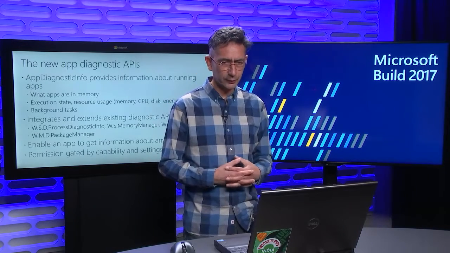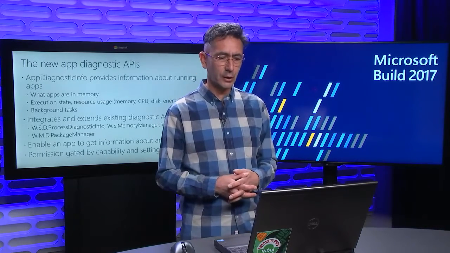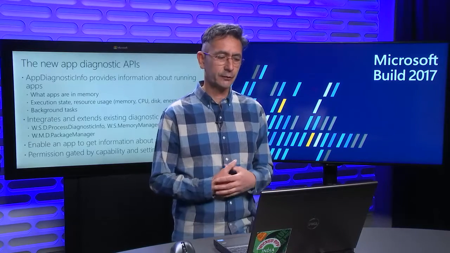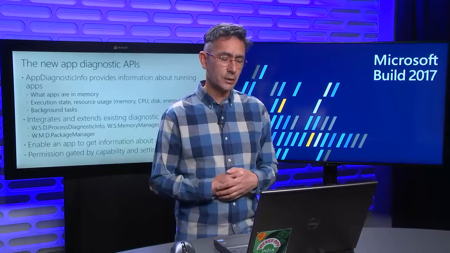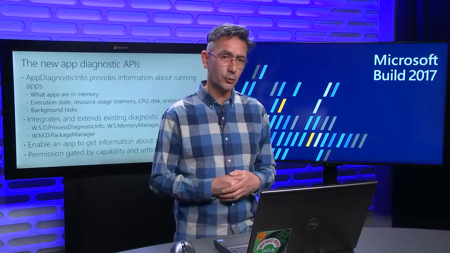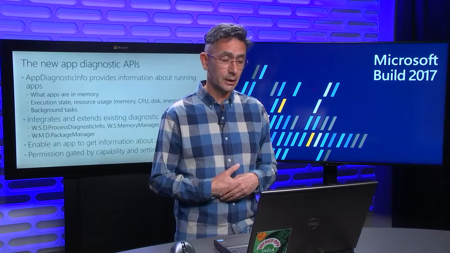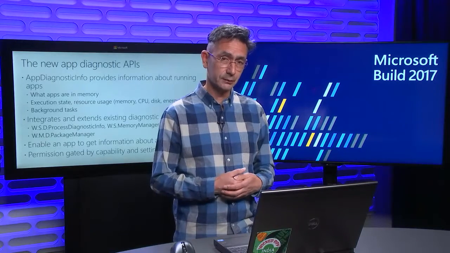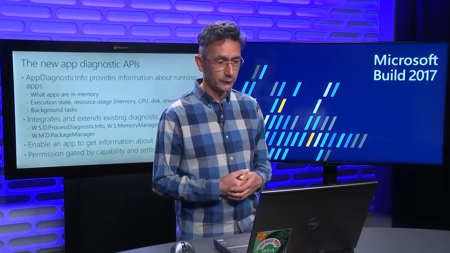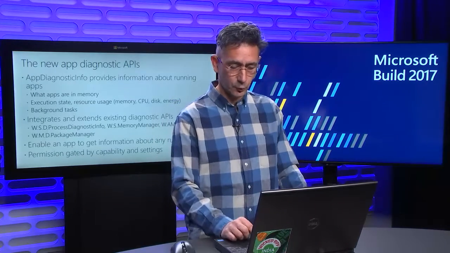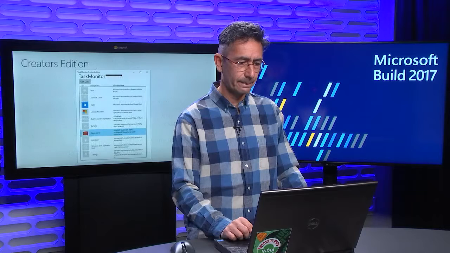So we're using that same information source to provide you information about other apps. And because we're exposing information about other apps, we thought about this very carefully. And so we're protecting this API with a restricted capability tied to user settings. And we'll see exactly how that works when I walk through the demo in a second.